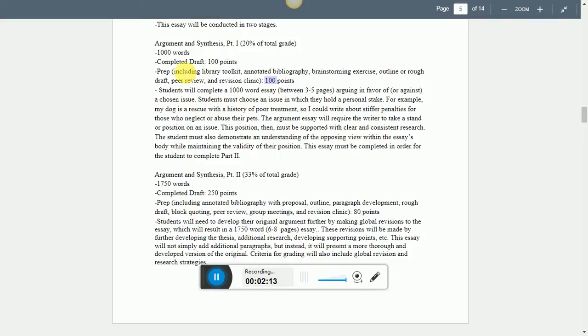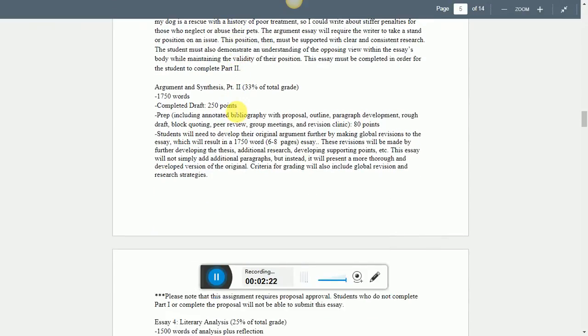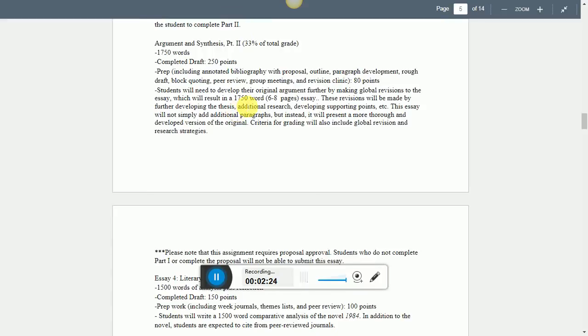So essay 2 is an argument and synthesis essay. That final essay is actually going to serve as a rough draft for essay 3, which you'll turn into an even longer argument. It'll be 1,750 words, and the essay itself will be 250 points. Those additional points tie into the furthering of your original argument and doing additional research.